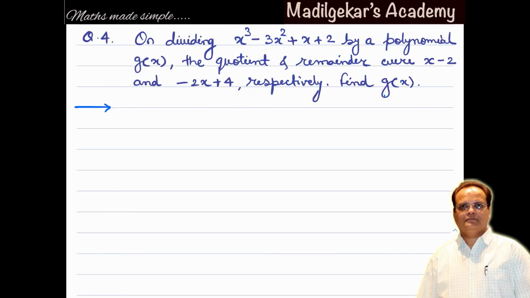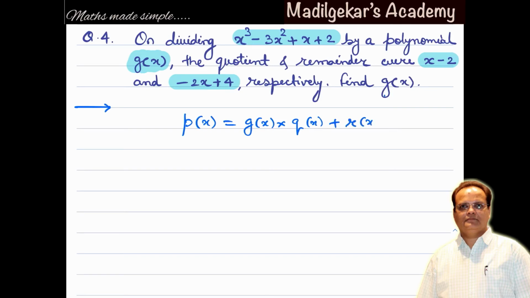Question number 4. On dividing polynomial x cube minus 3x square plus x plus 2 by a polynomial g of x, we get the quotient and remainder as x minus 2 and minus 2x plus 4 respectively. Find g of x. Recall Euclid's division algorithm. We can write p of x as g of x into q of x plus r of x.